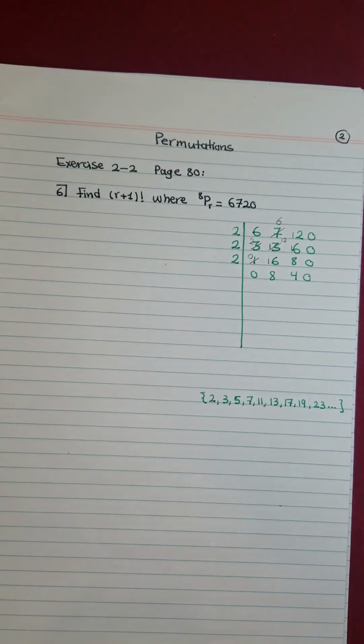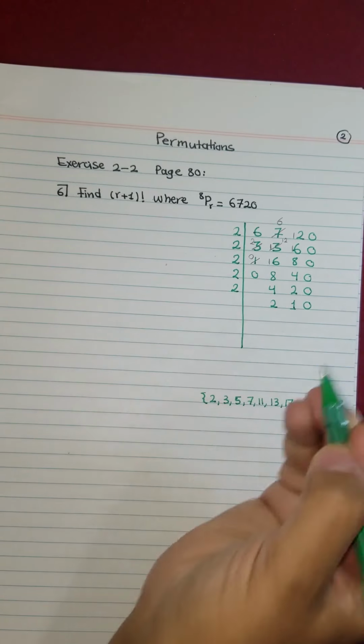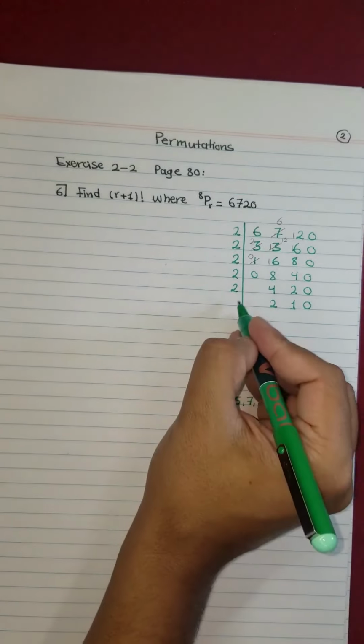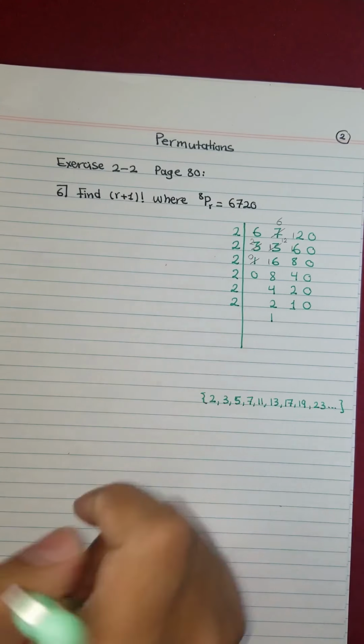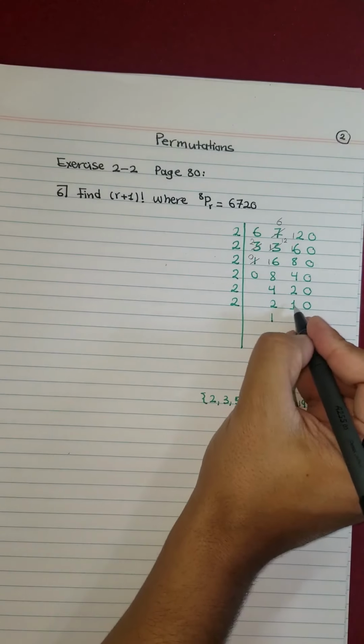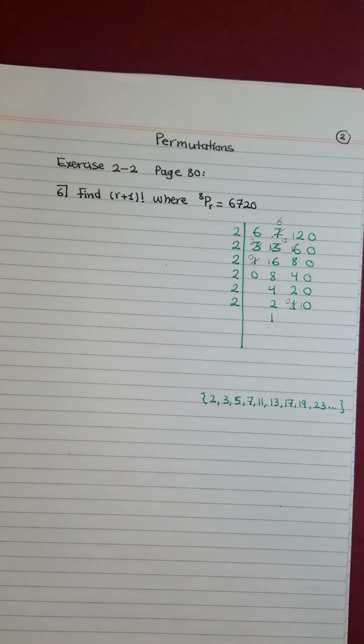Still good. Divide by 2. So 4 divided by 2 is 2, 2 divided by 2 is 1, and 0 divided by 2 is 0. Still even, so divide by 2. 2 divided by 2 is 1. 1 divided by 2 is not possible, so we reduce it. It becomes 0, and this becomes 10. So 0 divided by 2 is 0, and 10 divided by 2 is 5.